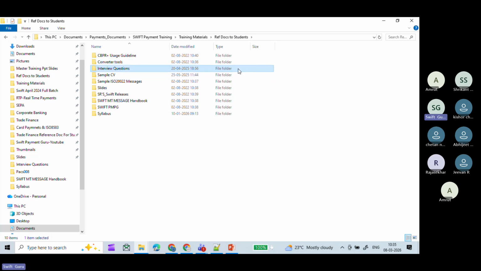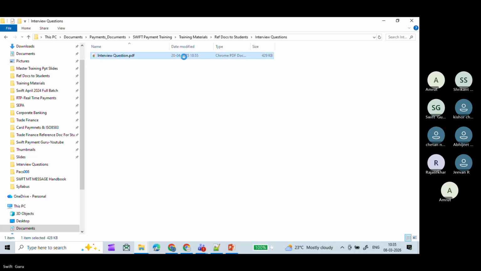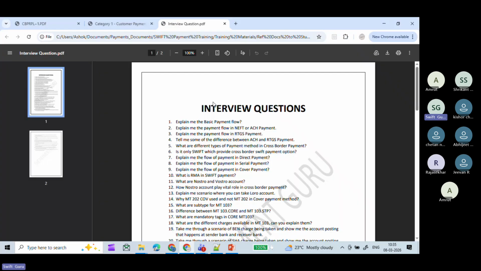Then the interview questions are there. There are 50 important interview questions which we have consolidated based on our years of experience into this training. By the way, guys, I forgot to tell, this is my 6th year of training into the payment guru. Prior to this, I was associated with some other organization wherein I was giving training into Swift and ISO 20022. But I am associated with Swift Payment Guru for the last 6 years.